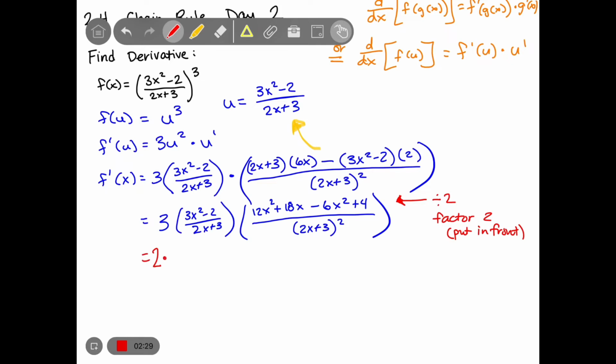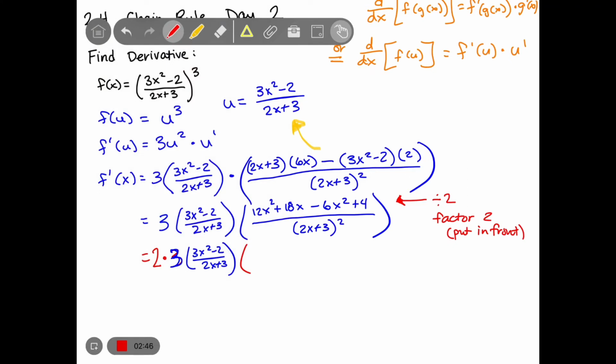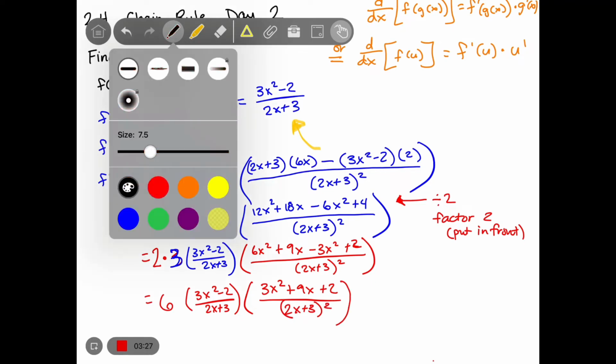Okay, so now I'm going to move that 2 out here and combine it with the 3. So that 3 is still part of the original problem. And then when I divide all that stuff by 2, I probably should have combined like terms first too. I didn't think about that. But I can divide all these by 2 and say this is 6x squared plus 9x minus 3x squared plus 2 all over 2x plus 3 squared. Now I probably should combine like terms, right? This becomes 6, 3x squared minus 2 all over 2x plus 3. And then, what do I have here? 3x squared plus 9x plus 2 all over 2x plus 3 squared. And that, we can stop and say answer.